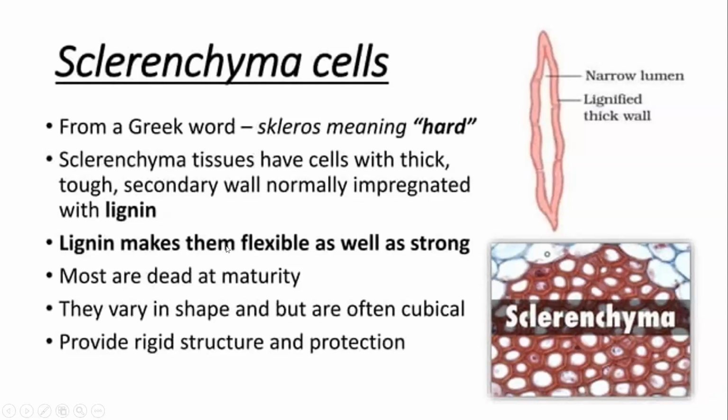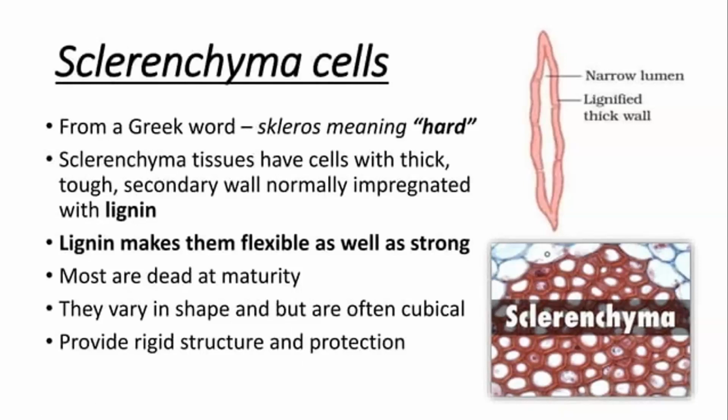Lignin makes them strong. Most are dead at maturity. During formation they are living cells only, but at maturity the protoplast degenerates and they become dead cells. They vary in shape, often cubical, and they provide a rigid structure and protection. The main function is giving a rigid shape, protection, and also mechanical support.